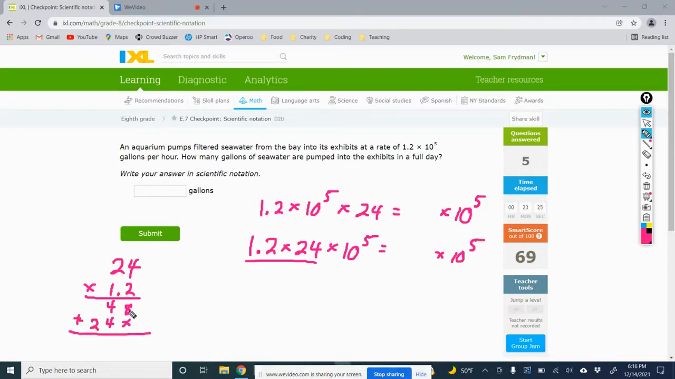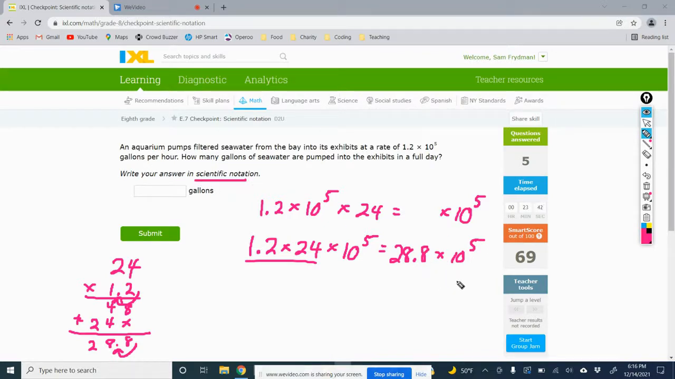Add them up. 8 plus 0 is 8. 4 plus 4 is 8. Nothing plus 2 is 2. And then there are no decimals here. This is one space over, so we'll do one space over here. 28.8 times 10 to the fifth. Write your answer in scientific notation.